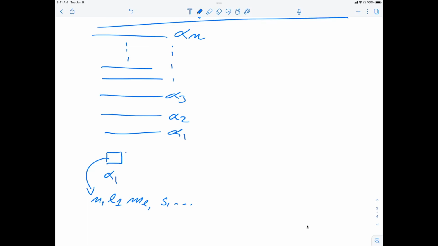So this would be a slot for alpha 1. We would have a slot for alpha 2, alpha 3, and then you can place particles in these different slots. So you can have 0 particles or you can have 1 particle there. So just to remind you, n here, it should be n.